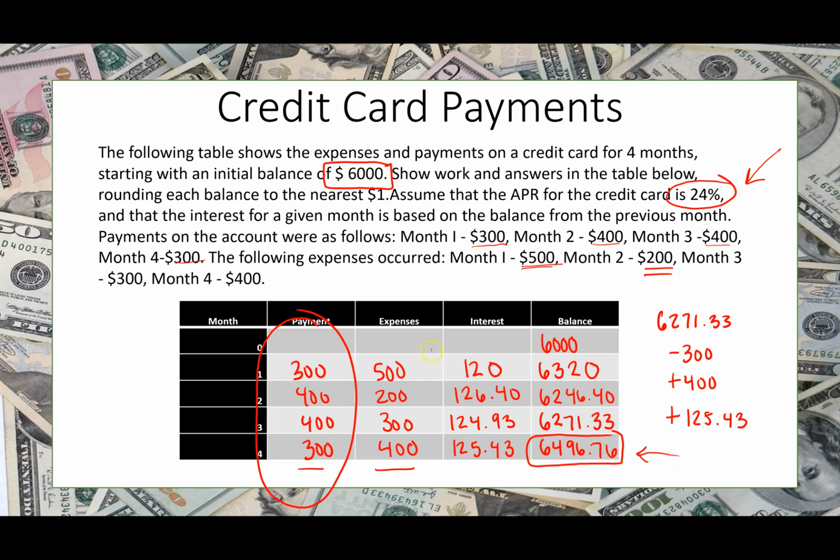So even though I've actually paid off $1,400 of my credit card bill, I've actually ended up with about $500 more, and that's because I'm buying things and because of interest. So it is the sad reality of credit cards.